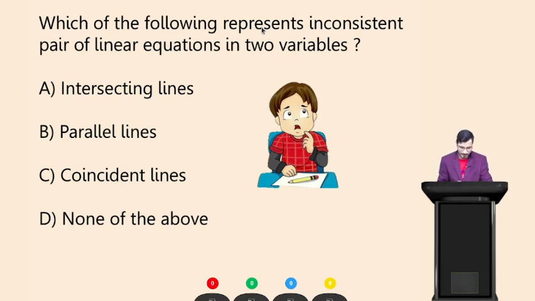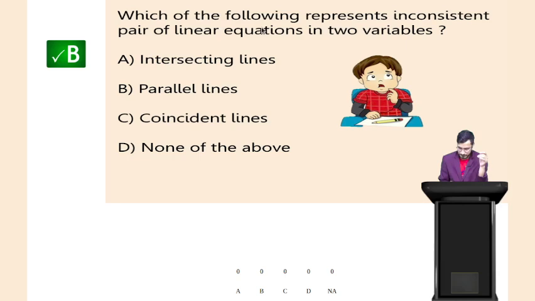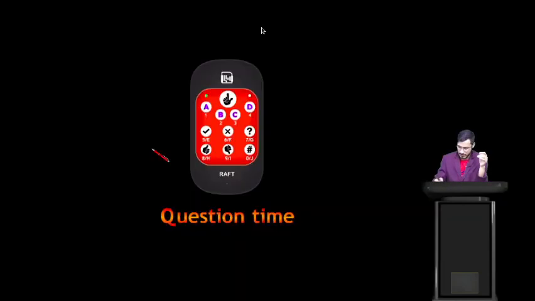Yes, time's up. The right answer is option B. Inconsistent means parallel lines, no solution here. So the right answer is option B, parallel lines. Okay, now let's move to another part.